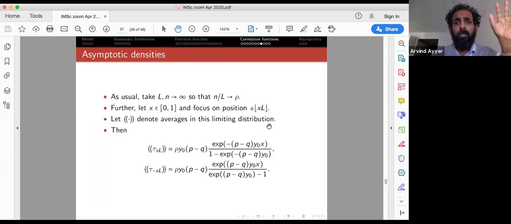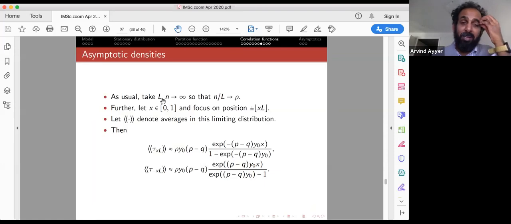And okay, so now we want to take asymptotic densities. Amri, how much time do I have? Oh, Amri is not there, so maybe I'll take some more time.